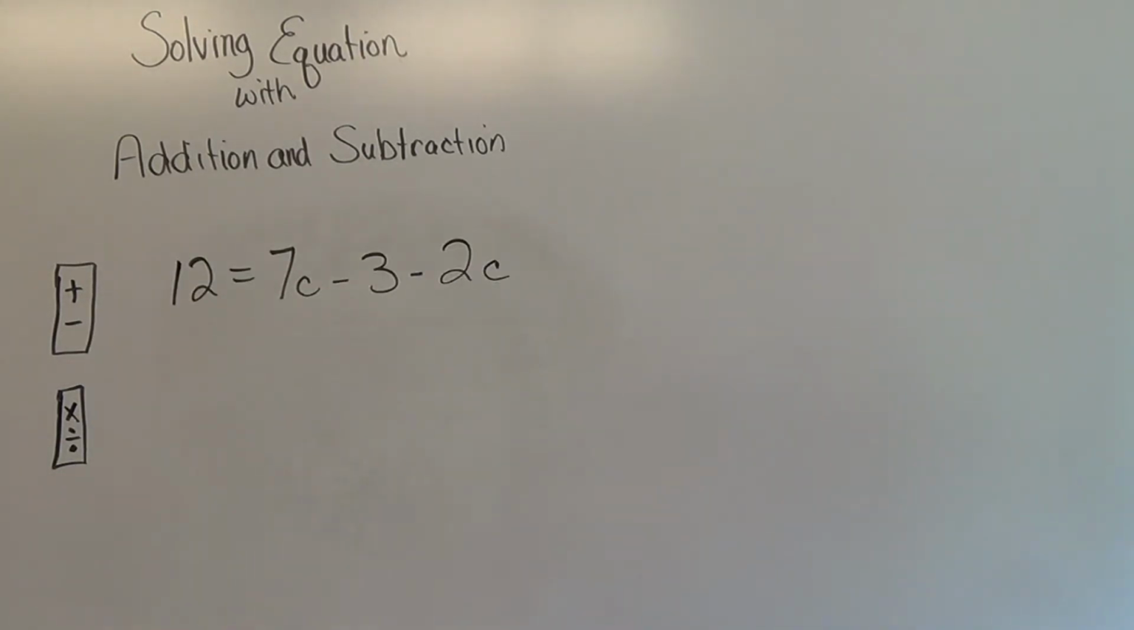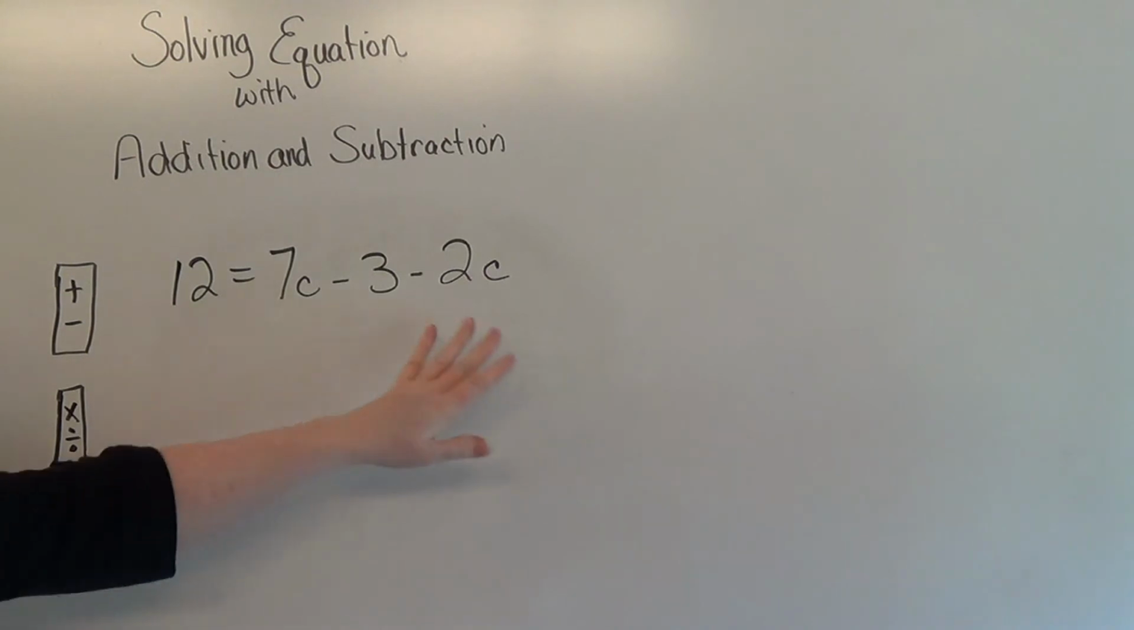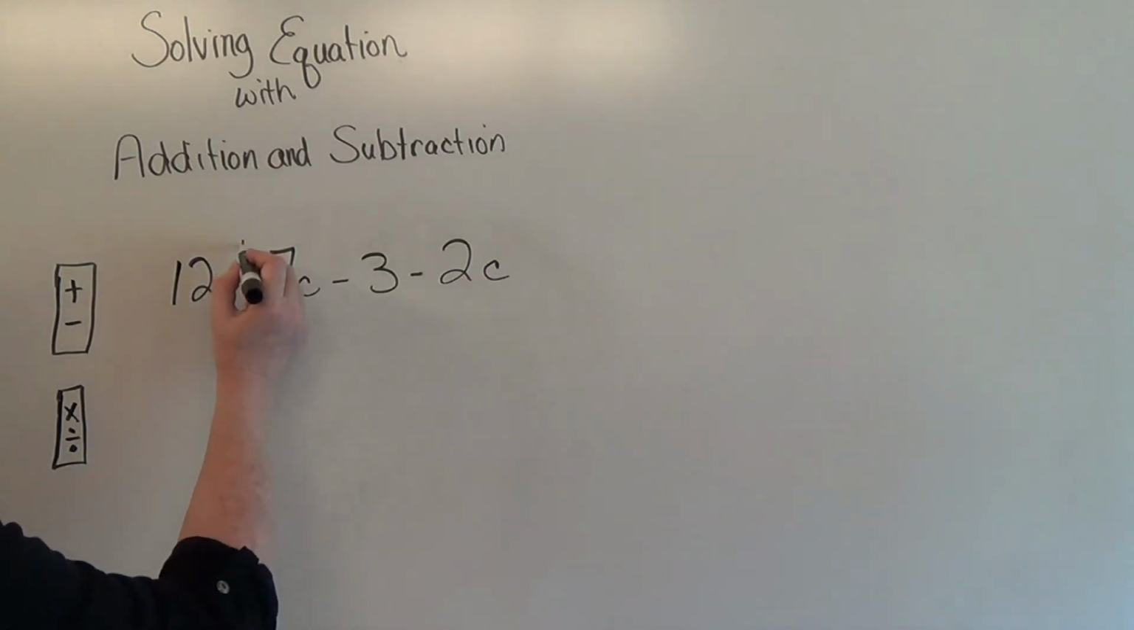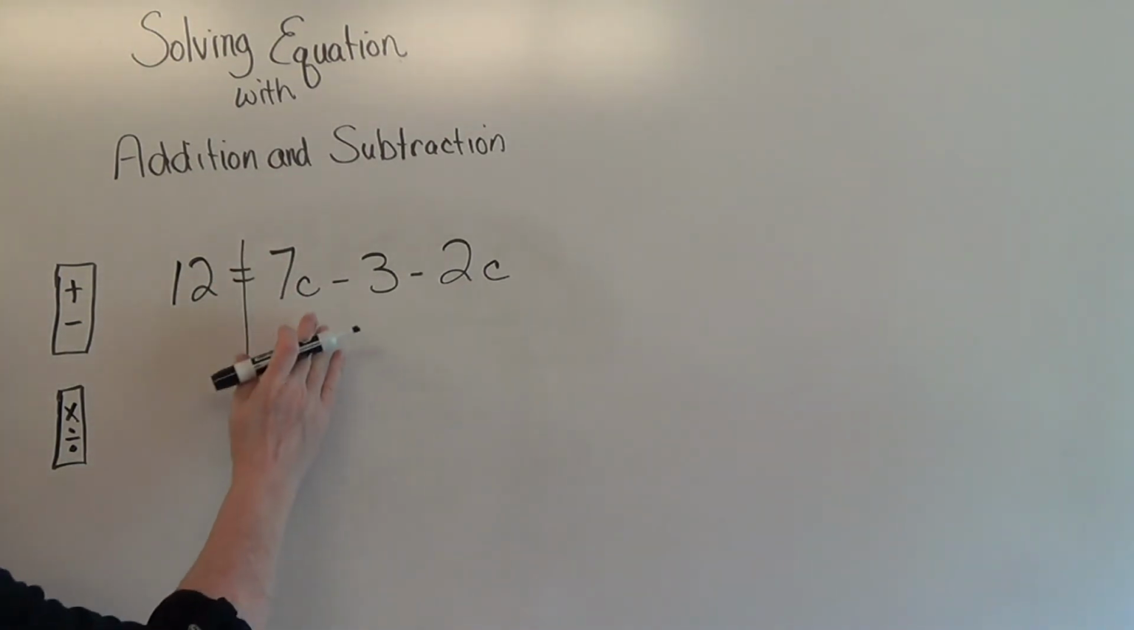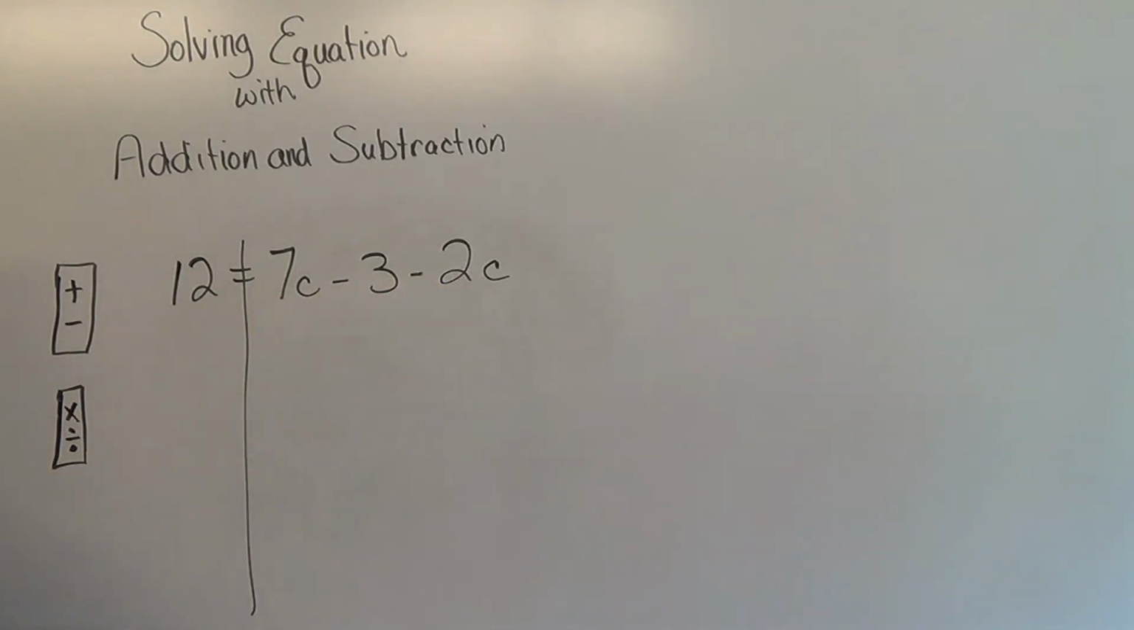All right, this problem is just a little bit more complicated. What we're going to do first is I see that we have a 7c and a 2c on the right side of the equal sign. So I'm going to cut this in two. Now the 7c is positive and the 2c is negative. These are like terms, so I can actually combine them.